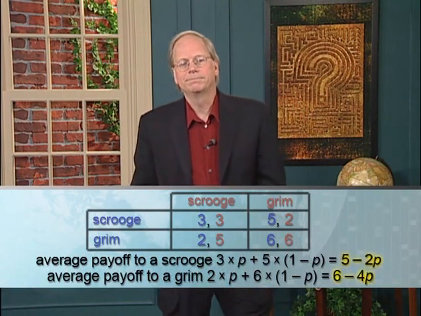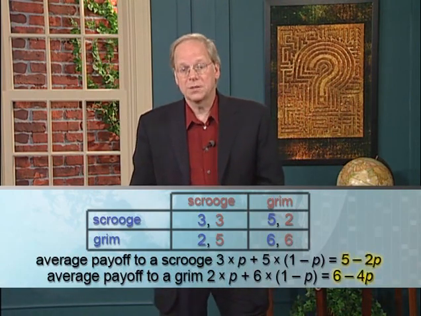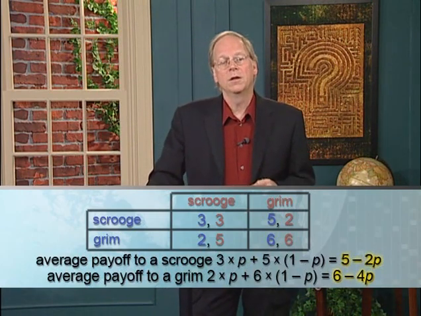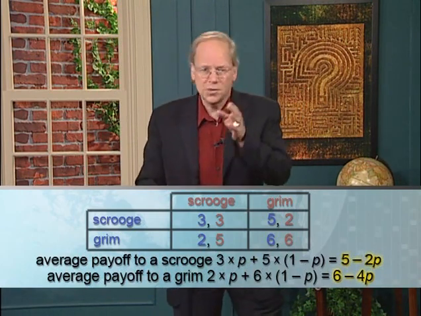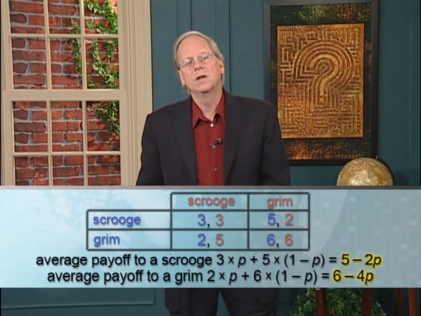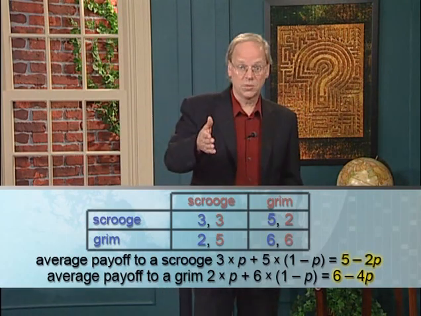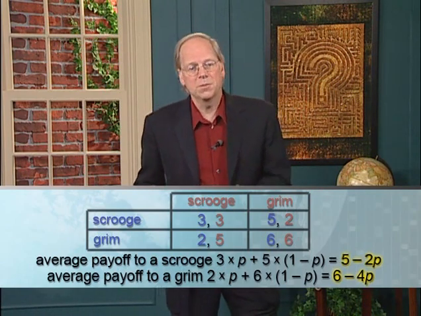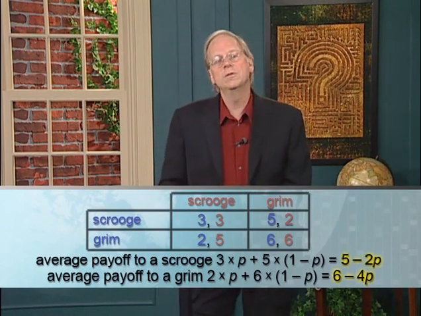Who's fitter? Well, it depends. If P is small, not many Scrooges, then Grimms are better. Their fitness is just below 6, and the Scrooges' is just below 5. But if P is large, lots of Scrooges, then Scrooges are better. Their payoff is a bit more than 3, compared to the Grimms' payoff of a bit more than 2.